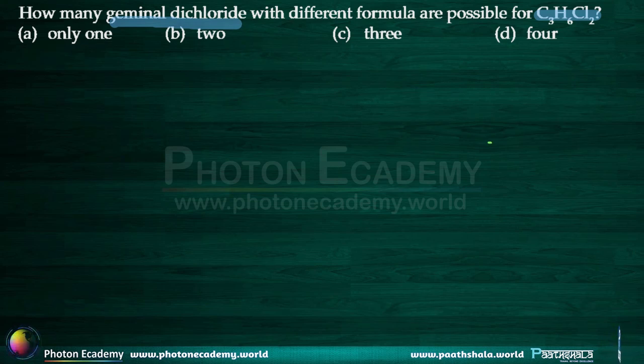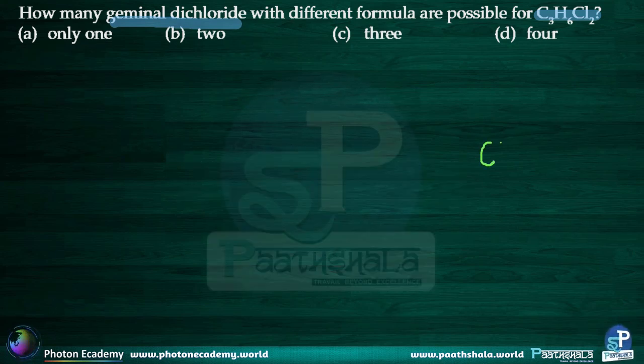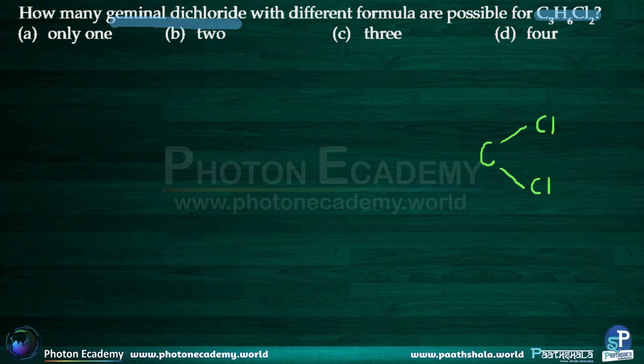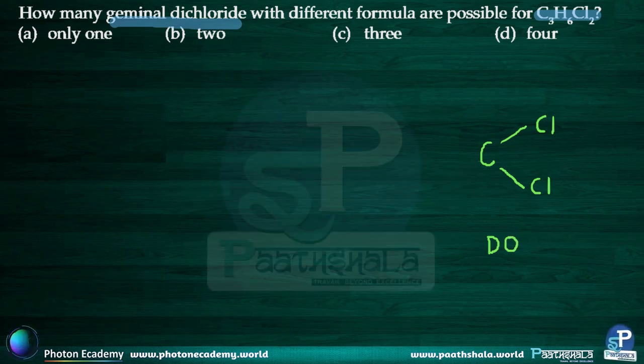Visually representing geminal implies that here I have a carbon atom and both of the chlorine atoms are linked to the same carbon atom. And here it is also important to understand that the first step is to find out the degree of unsaturation of C3H6Cl2. The degree of unsaturation, or DOU, can be found easily for such organic compounds which are hydrocarbons containing halogens.